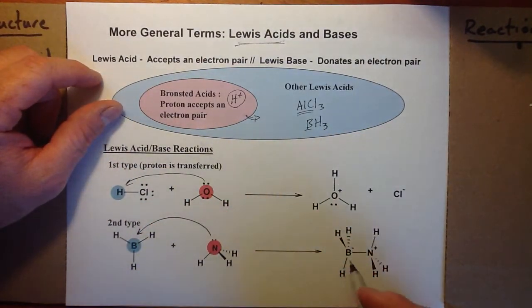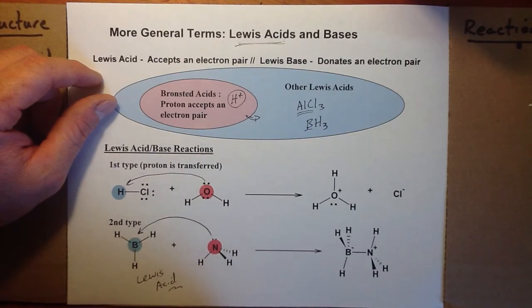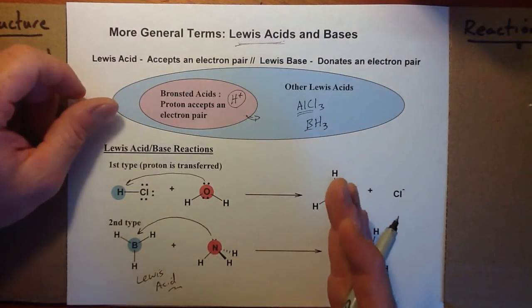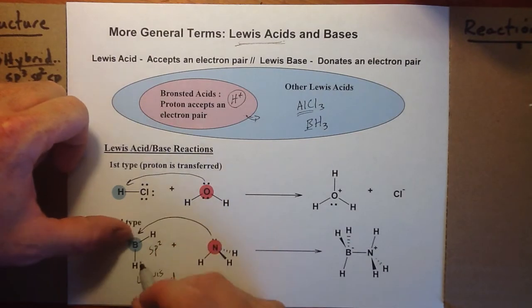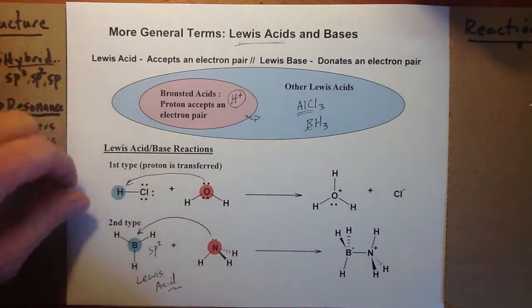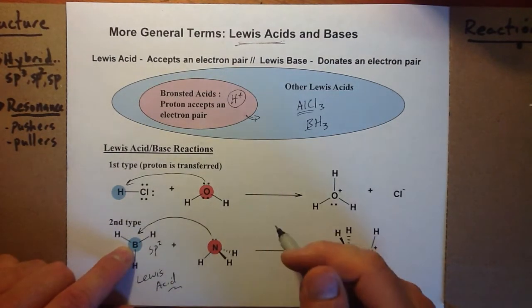They can accept the lone pair and are considered Lewis acids because they are accepting a lone pair, and there is no transfer of a proton. Just for fun, this is sp2 hybridized. We know that because there's nothing else off of borane, BH3. And that tells us we have an empty p orbital that is sticking straight out towards us.